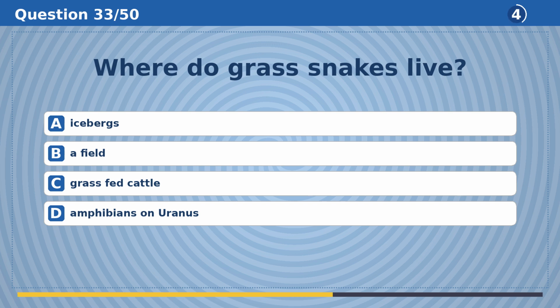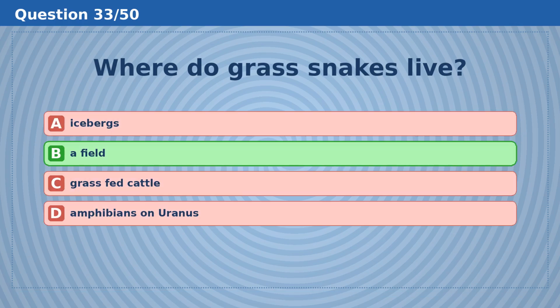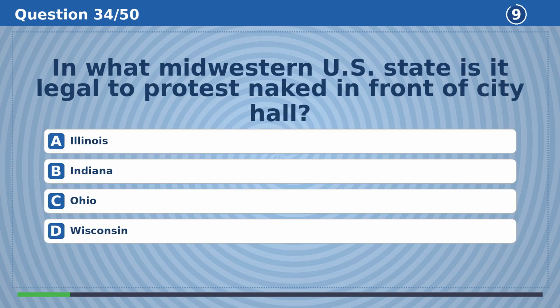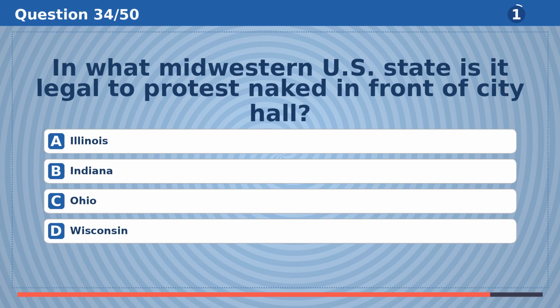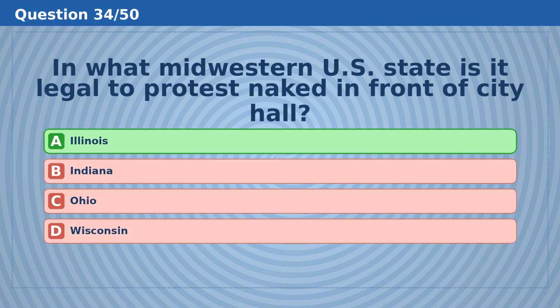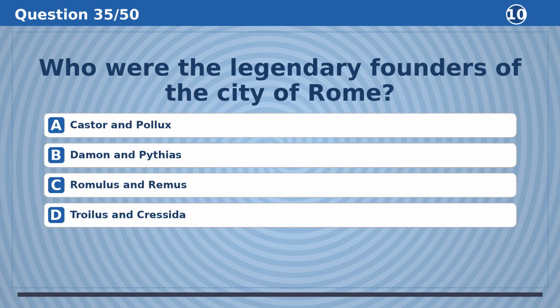Where do grass snakes live? The answer is B, a field. In what Midwestern U.S. state is it legal to protest naked in front of City Hall? The answer is A, Illinois.